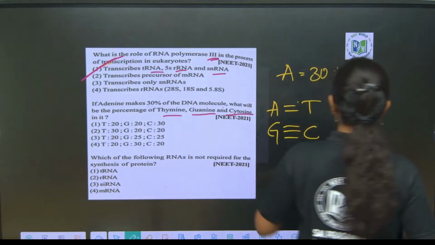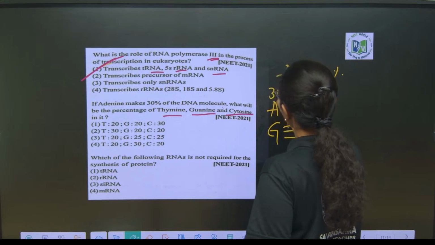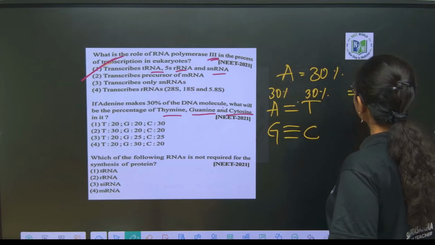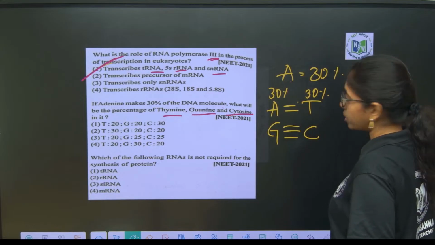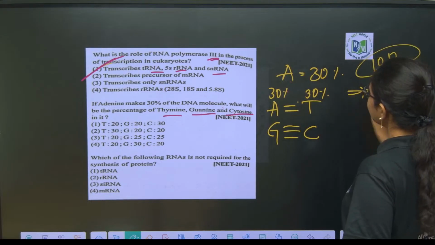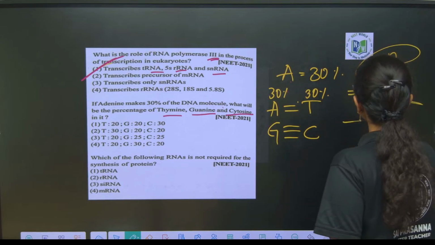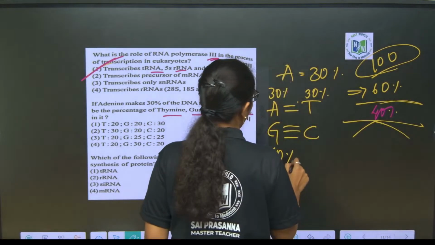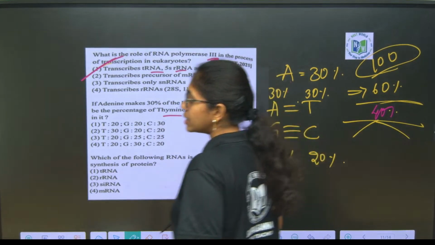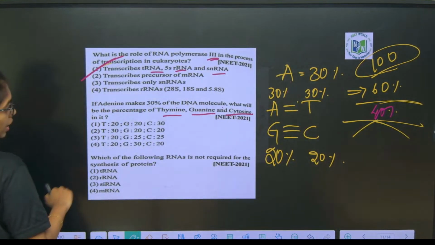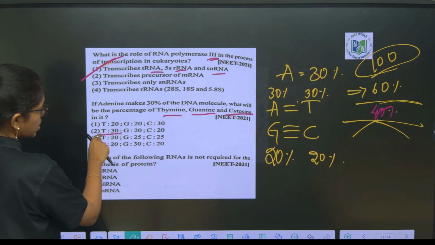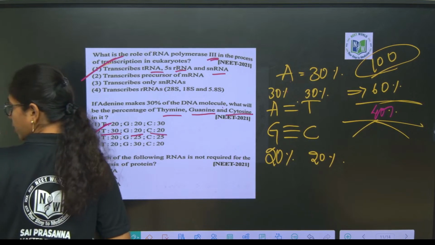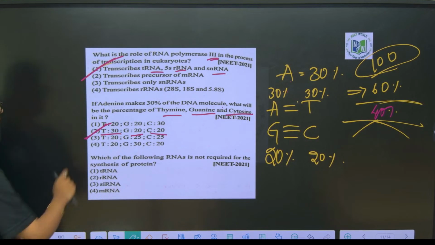So, if there is 30% of adenine, thymine also will be how much? 30%. So, totally it is 60% out of 100%. Out of 100, 60% is adenine and thymine. Rest is what? 40%. Out of 40%, 20% will be guanine and 20% will be what? Cytosine, where thymine is 30%, guanine is 20 and cytosine is 20. Yes, correct. Good.